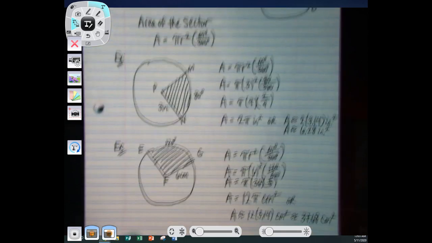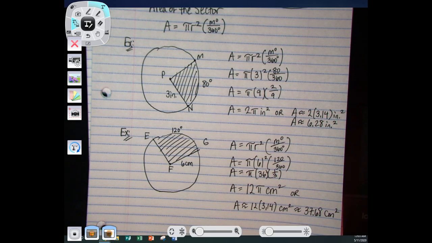So this is the method that we use to find the area of a sector.